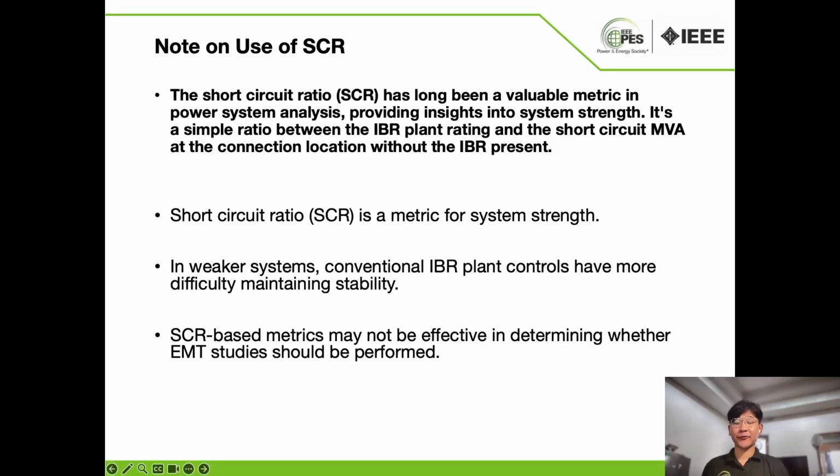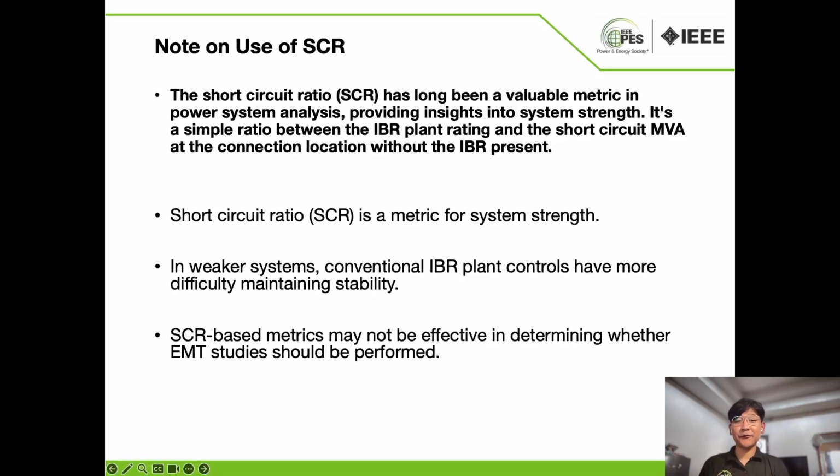The short circuit ratio has long been a key metric in power system analysis, offering insight into system strength. SCR is the ratio between the IBR plant rating and the short circuit megawatt ampere at the connection point, without the IBR. Historically, SCR has helped assess the impact of the IBR on the grid. In weaker systems, indicated by lower SCR values, IBR controls often struggle with stability, especially during dynamic events.